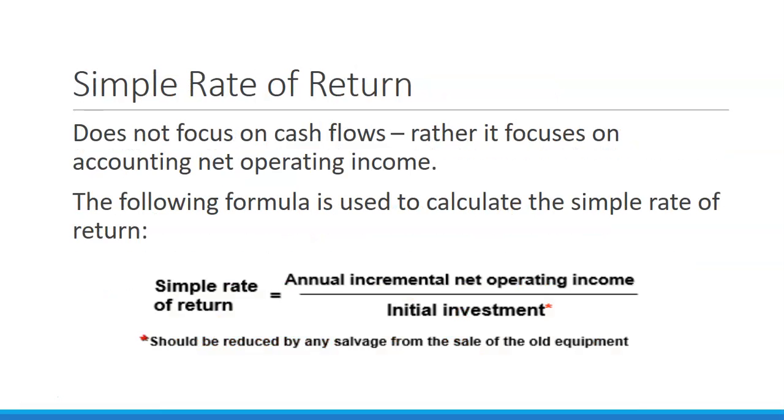Another way that we can look at projects is the simple rate of return. The simple rate of return doesn't focus on cash flows. Instead, it focuses on the accounting net operating income. The formula for the simple rate of return, which is sometimes also called the accounting rate of return, is the annual incremental net operating income divided by the initial investment. The initial investment should be the cost minus salvage value.